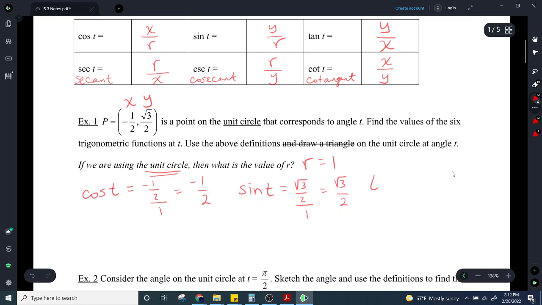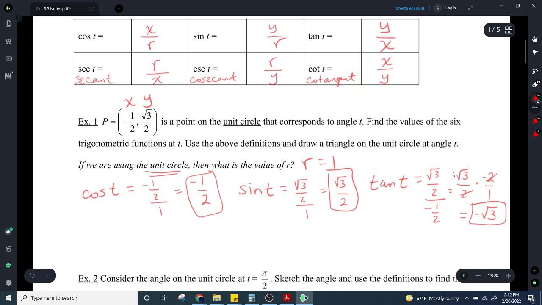Tangent, according to the chart, is y over x. So I'm going to take the y coordinate back here, root 3 over 2, and put it over the x coordinate, which is negative 1/2. Remember how to simplify a complex fraction. You take the second fraction and flip it, use the reciprocal. So we have root 3 over 2 times the reciprocal, negative 2 over 1. Notice those 2's will cancel out, and I'm left with negative radical 3. So there are the 3 values right there: the cosine value, the sine value, and the tangent value.